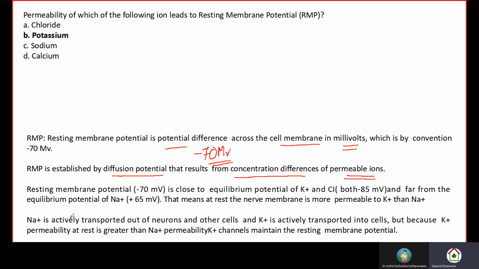Another thing is that sodium ion is actively transported out of neurons and other cells, and potassium is actively transported into the cell. But because potassium permeability at rest is greater than sodium permeability, potassium channels maintain the RMP. This is the reason why potassium ion can maintain the RMP, or resting membrane potential. So remember, resting membrane potential is maintained by potassium ion.